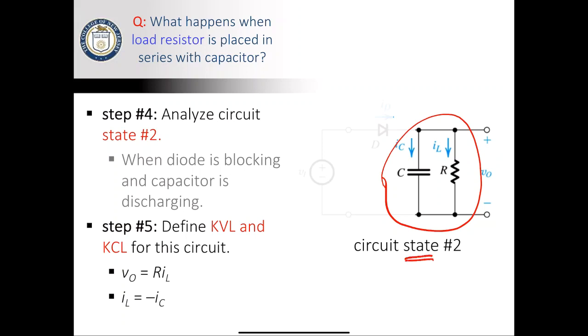Now, a couple different expressions that we can use. We can apply Ohm's law. We know that V out will be equal to R times IL. We can also apply KCL. We know that IL will be equal to negative IC based on the direction that these are set. Both currents are flowing out of the node, therefore the sum of them will be equal to 0. So you could also say IL plus IC equals 0.